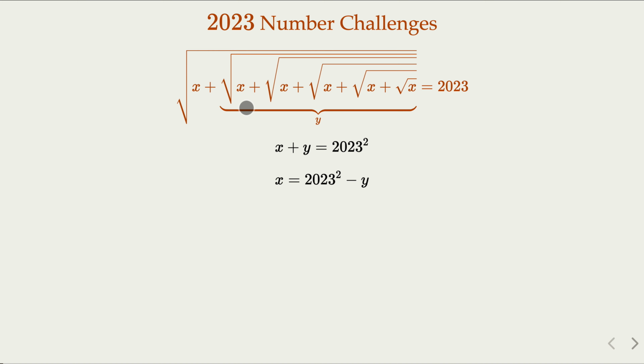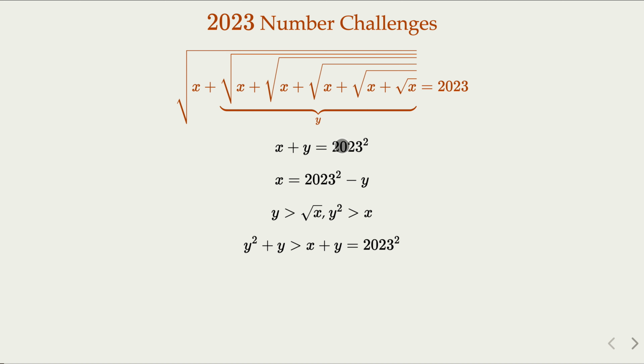Alright, so for y, let's look at it. What could be the range of values? The first thing we need to note is that since y is square root of x plus some positive value, y is going to be greater than square root of x. Everything we're dealing with is positive, so it is safe to square both sides. We get y squared greater than x, and then we add y on both sides: y squared plus y greater than x plus y.